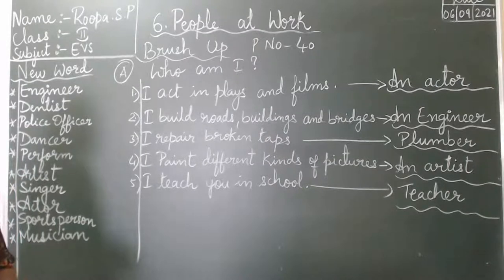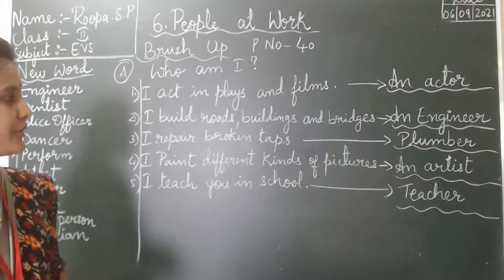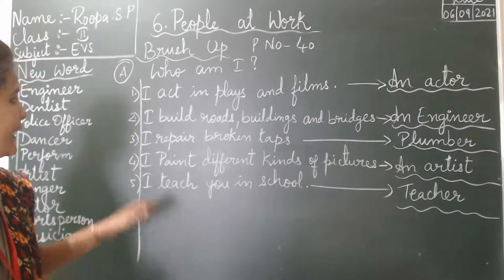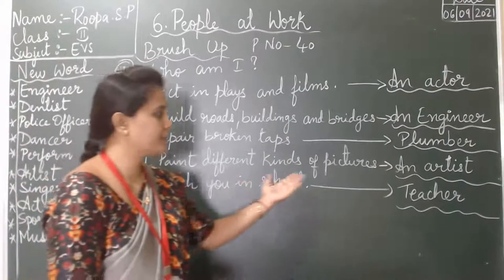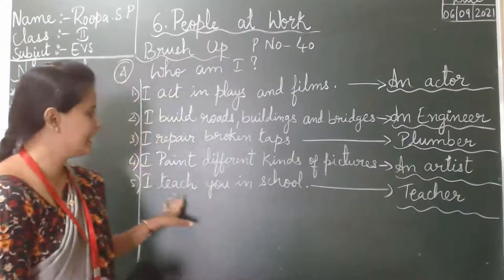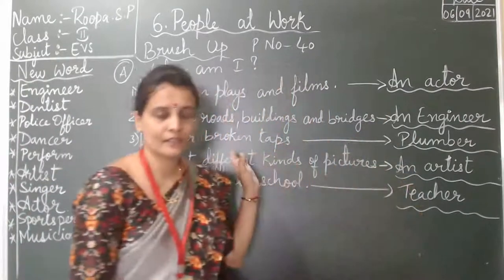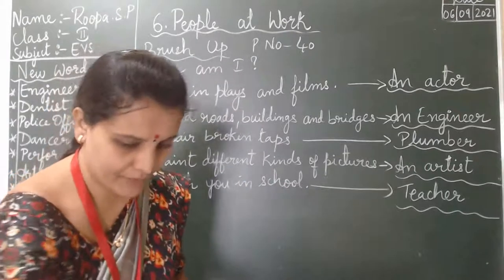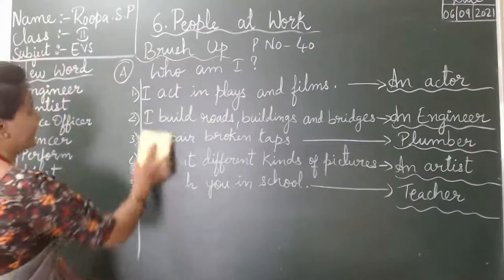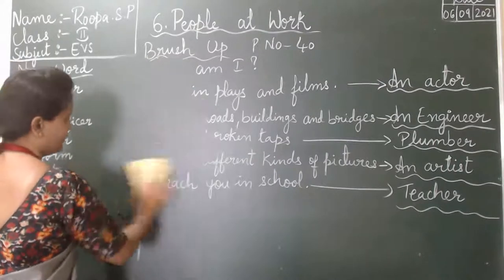I act in plays and films, an actor. I build roads, buildings and bridges, an engineer. I repair broken taps, plumber. I paint different kinds of pictures, an artist. I teach you in school, teacher. These are the people who do this work. Hope you all have finished writing, children. Then we'll go for the next bit. We have finished A now. Now we'll go to B.